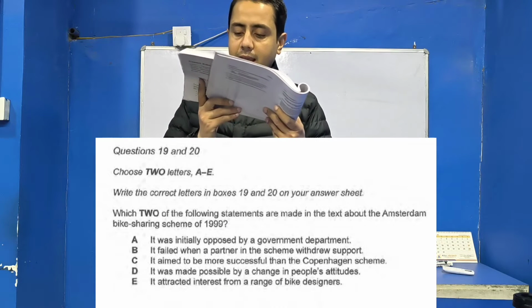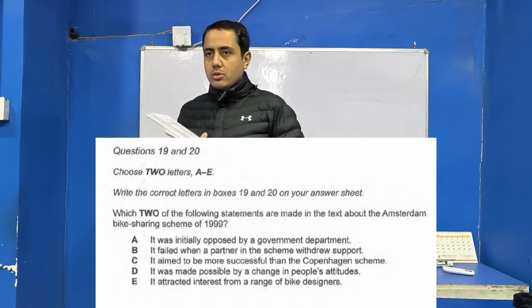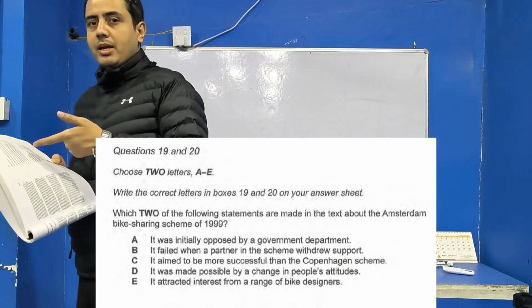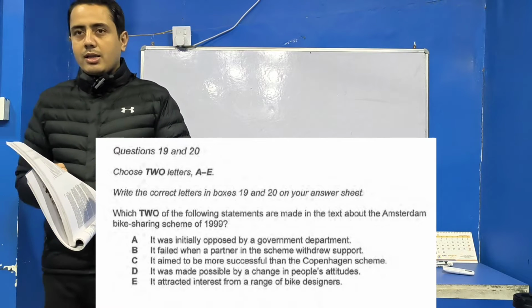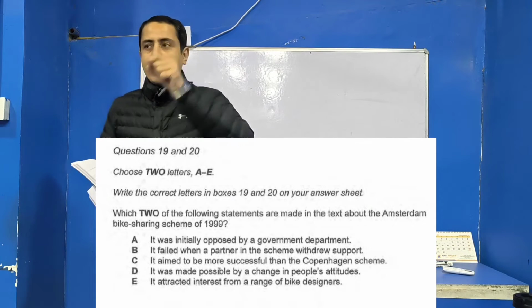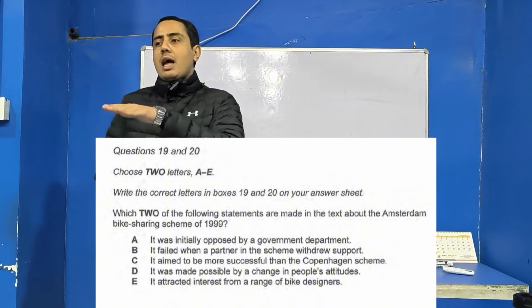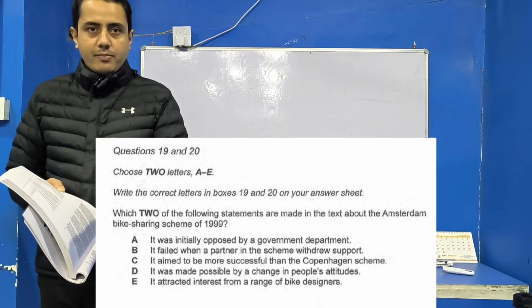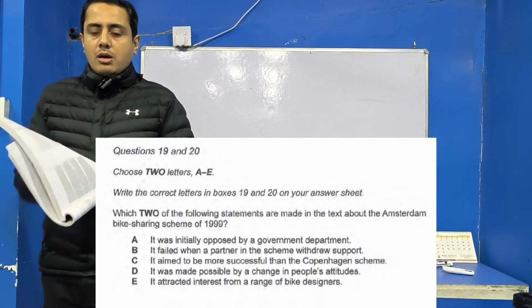Number C, it aimed to be more successful than the Copenhagen scheme. So what it means is, before trying in Amsterdam, they tried before in Copenhagen. Do you know Copenhagen? The capital of Denmark. So they tried in Denmark first, in Copenhagen, and then second, they tried in Amsterdam. And in Amsterdam, they wanted to be more successful than Copenhagen, because in the past, it might not have been successful.